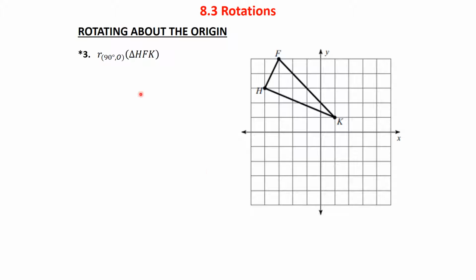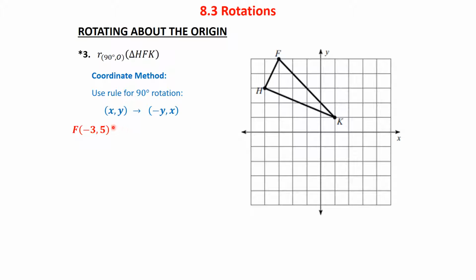Problem number 3. I now want to take my triangle HFK, so I have this entire triangle from H to F to K, and I want to rotate that triangle 90 degrees counterclockwise about the origin. So again, using my coordinate method and my rule for 90-degree rotations, which says send x, y to negative y, comma, x, we want to map each point onto our new image.